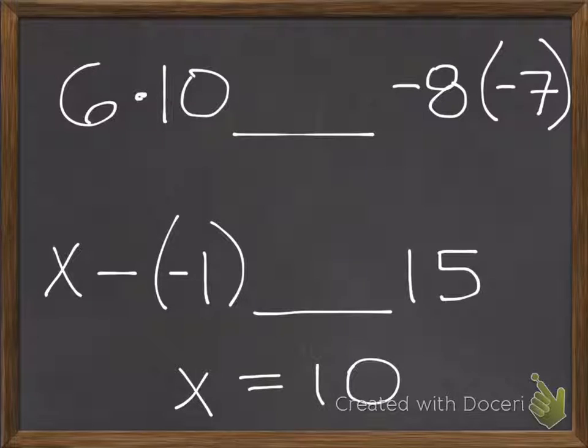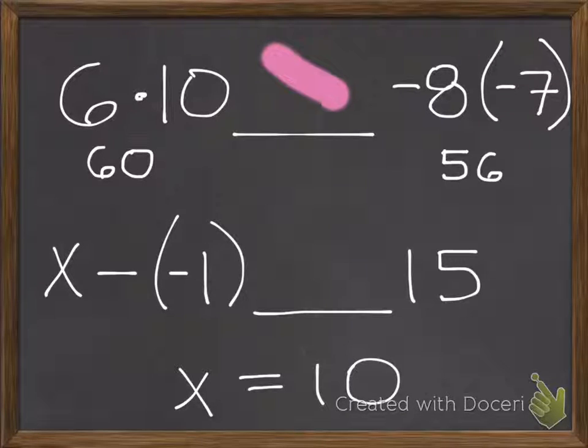The next one we have to actually do the problem first. So 6 times 10 gives us 60, and we're comparing that to negative 8 times negative 7, which is positive 56. So 60 would be greater than 56.